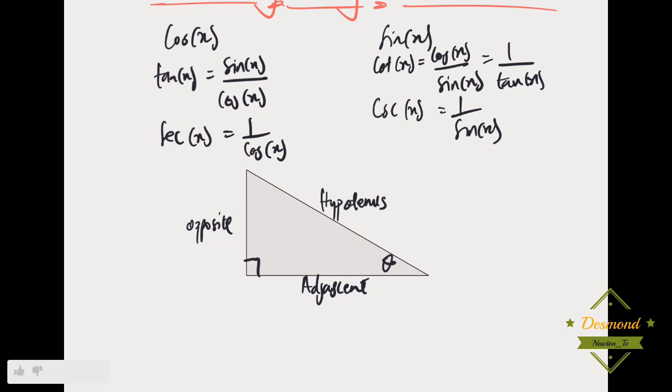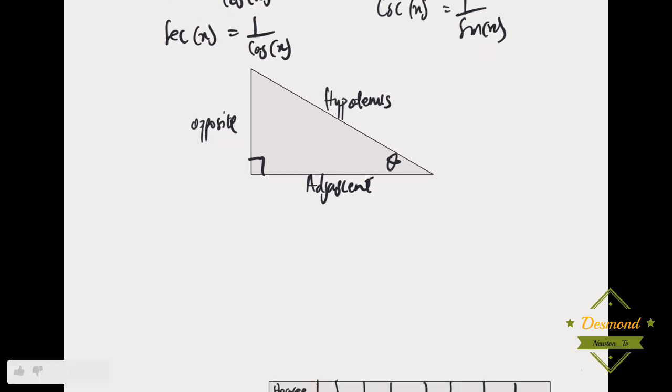We get cos theta equal to the adjacent. I'll represent the adjacent as A, the hypotenuse as H, and the opposite as B. So cos theta is equal to A over the hypotenuse, which is H. Then we have tan theta equal to the opposite, which is B, over the adjacent, which is A.